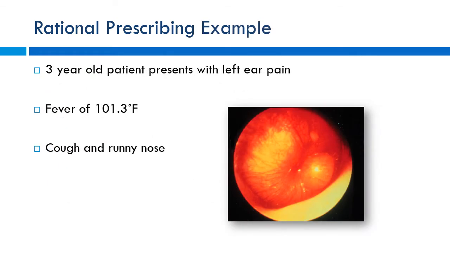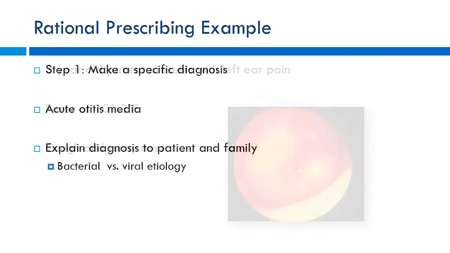Okay, so let's look at an example of rational prescribing. Let's say we have a 3-year-old patient who presents with left ear pain, a fever of 101.3, cough and runny nose, and then we take a look at their ear and we see this. So what do you think? Yeah, we're going to think there's probably something going on, probably an infectious process, probably acute otitis media. Again, we're going to make a specific diagnosis in this case. Based on clinical findings, we can be pretty well assured this is acute otitis.